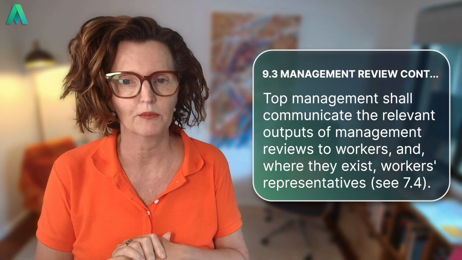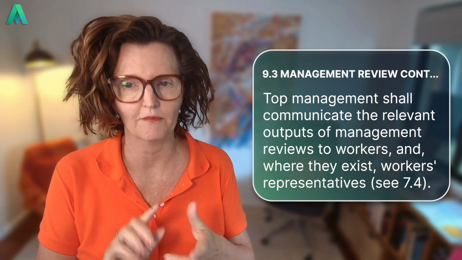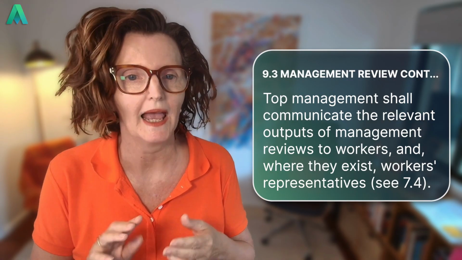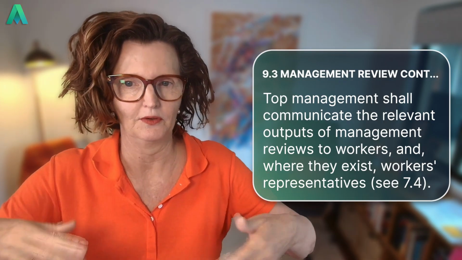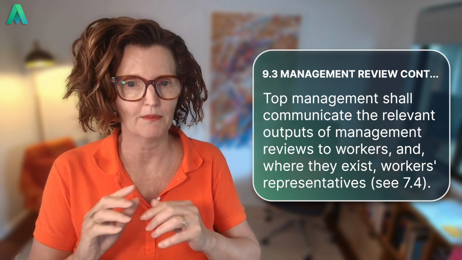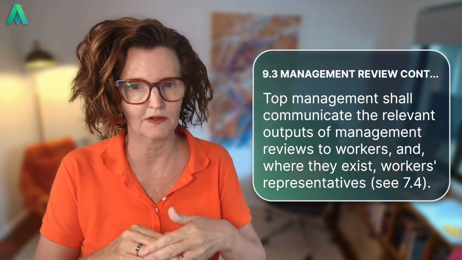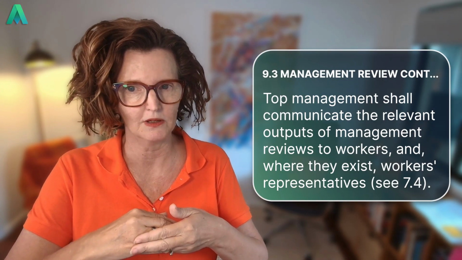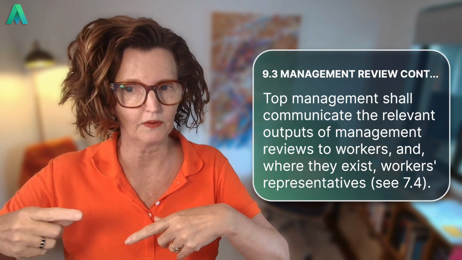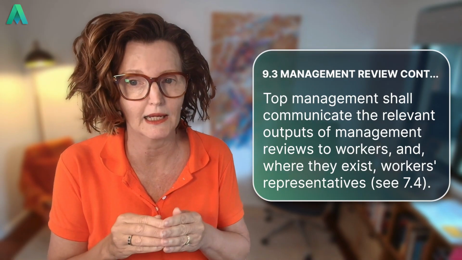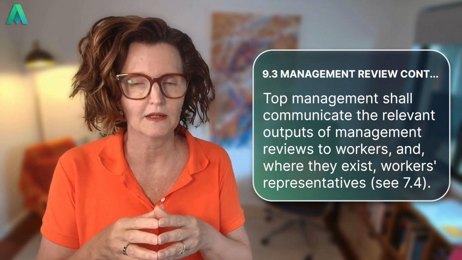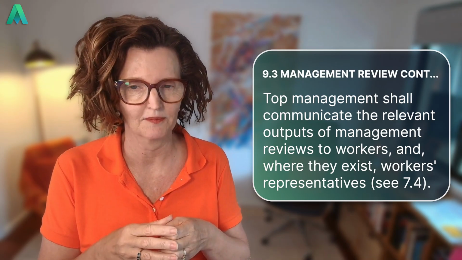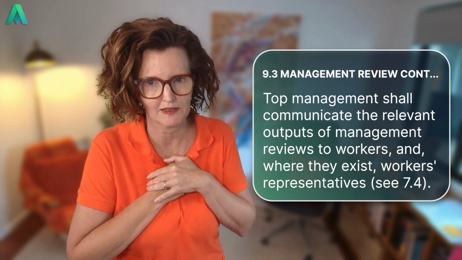All right. And then finally, it states that top management shall communicate the relevant outputs of management reviews to workers and, where they exist, workers' representatives. The results of this management review, because remember the very last sentence tells us we need evidence and it's to be retained as documented information. So we'll have a record of these outputs and the actions. We need to communicate those actions and outputs to our workers and, where they exist, workers' representatives. This isn't something we keep to ourselves as top management.